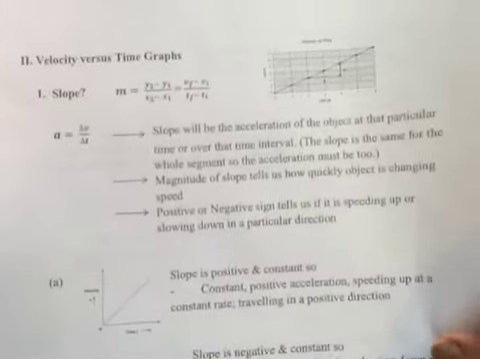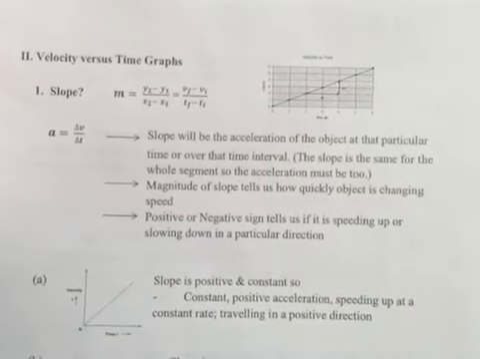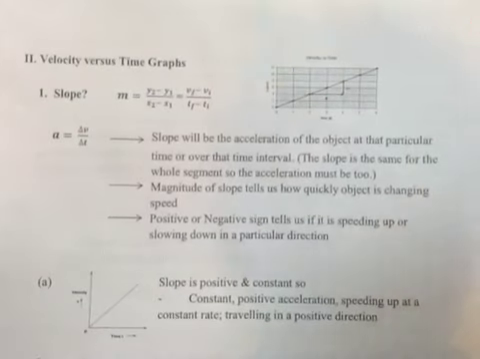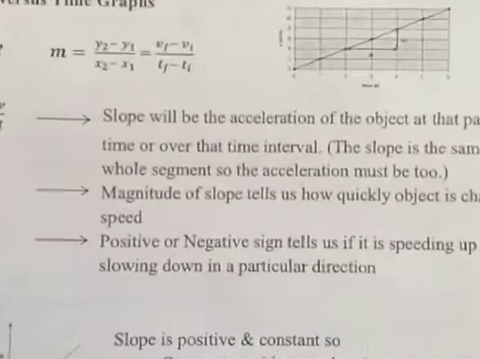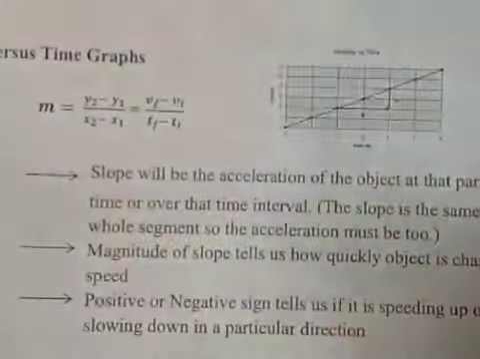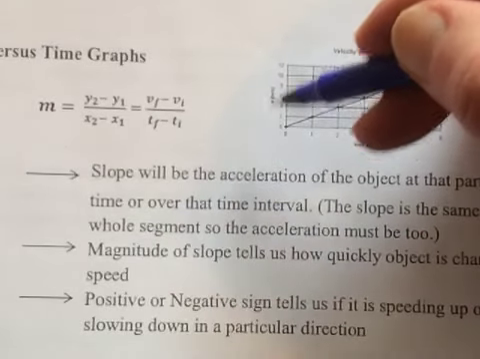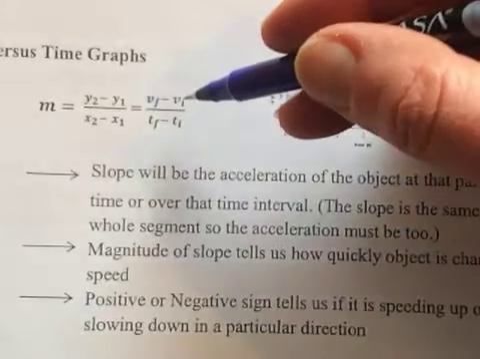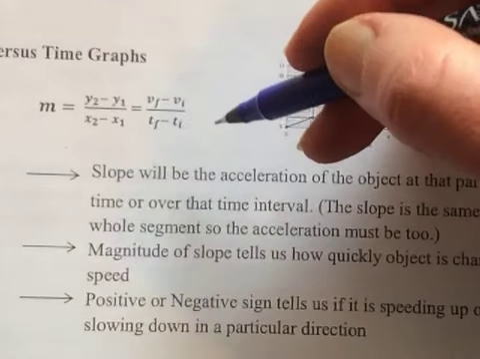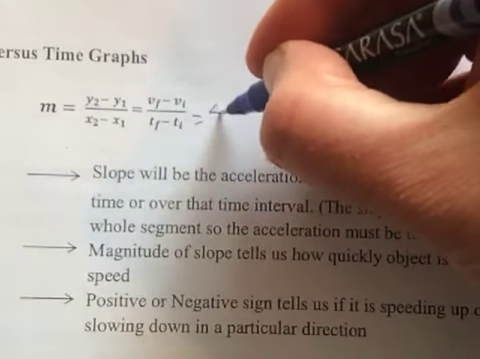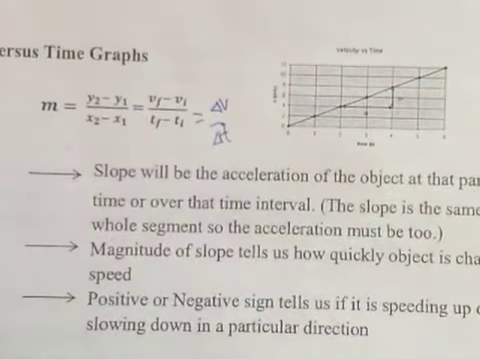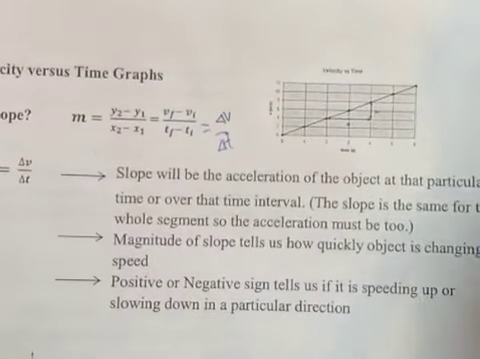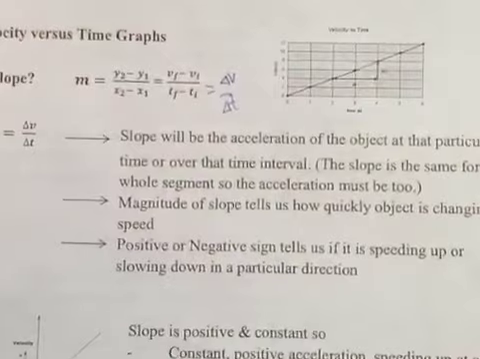If we were in school today, I would be giving you a blank sheet, and I'll attach it to the group, I do have it for you for tomorrow, but it would be on velocity versus time graphs. So if you have a velocity versus time graph, velocity on one side, time on the other, the slope of that line is going to be change in v over change in t. That is acceleration, right? Delta v over delta t. The slope will be the acceleration of the object at that particular time or over that time interval.